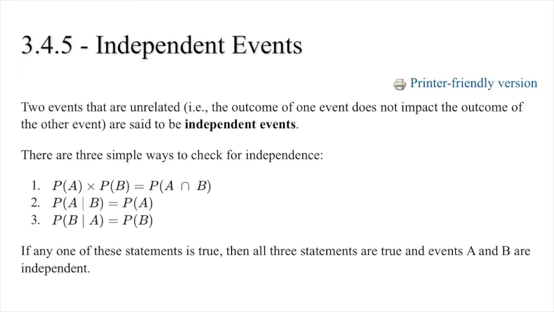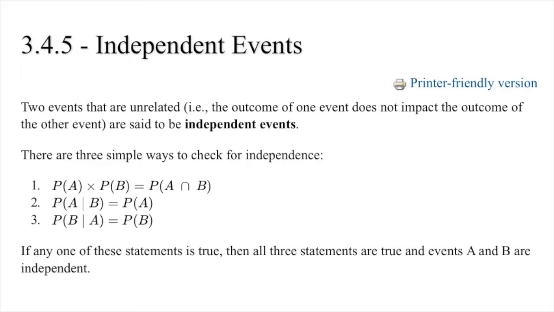So in this video, I'll give you a brief overview of what independent events are, how we can check for them, and then we'll run through a few examples. By definition, two events that are unrelated, in other words, the outcome of one event does not impact the outcome of the other event, are said to be independent events. So the opposite of independent events would be dependent events or related events.